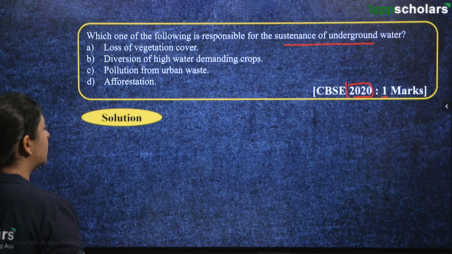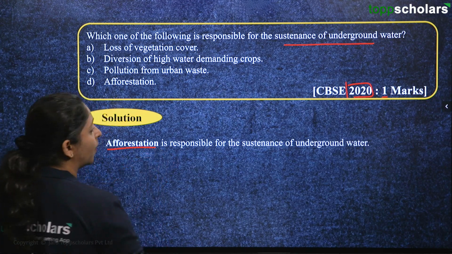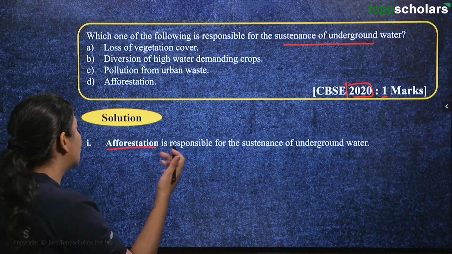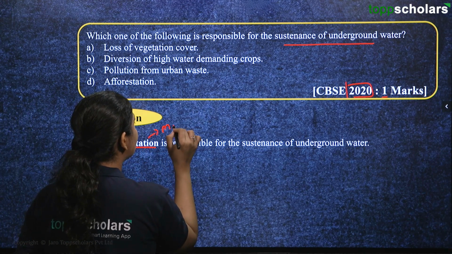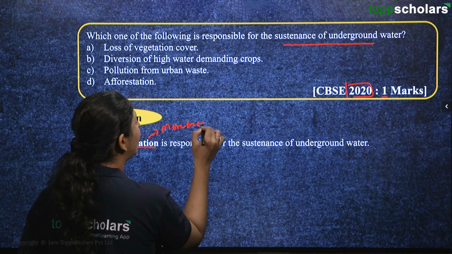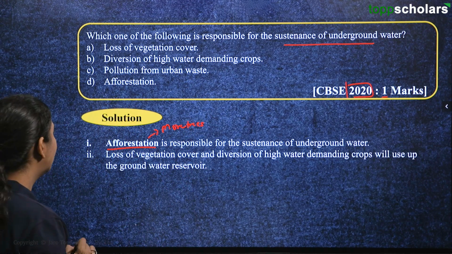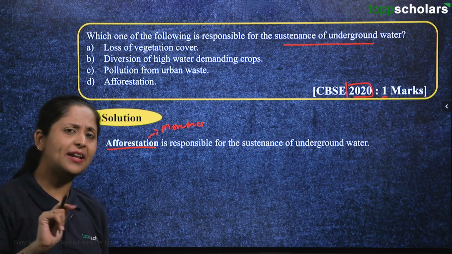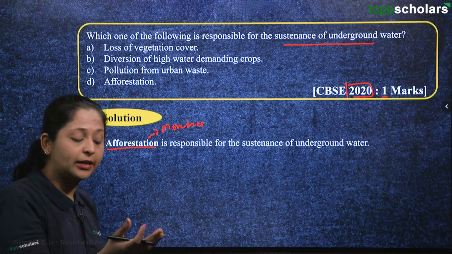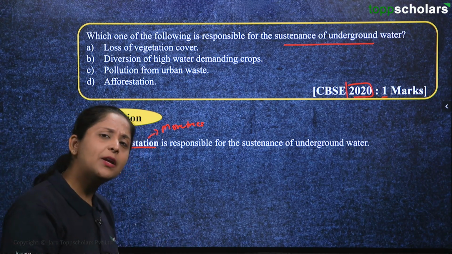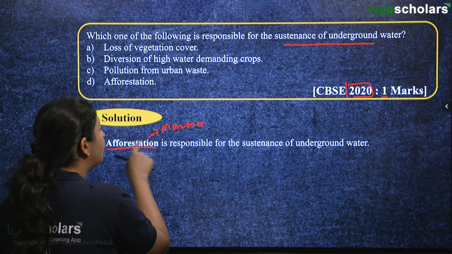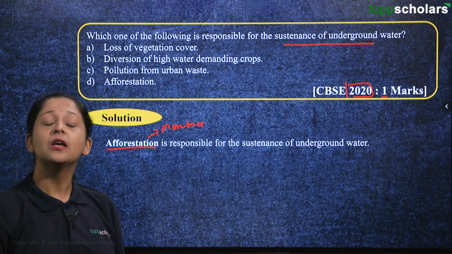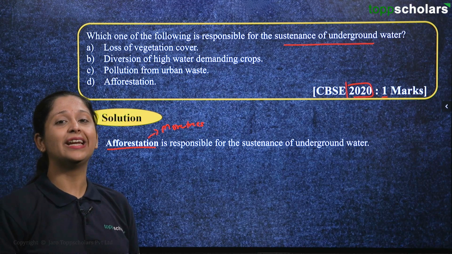So for the solution, students, you can see that afforestation is responsible. Why? Because when you are doing afforestation, you are planting more and more trees. As there will be more trees, there will definitely be more rainfall, right? And when there is more rainfall, there will be more water seeping into the ground. And as you have trees or roots present, they will be holding up the water for you. So it will help you to sustain the water in the ground.